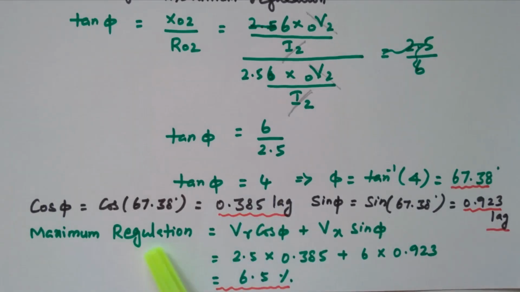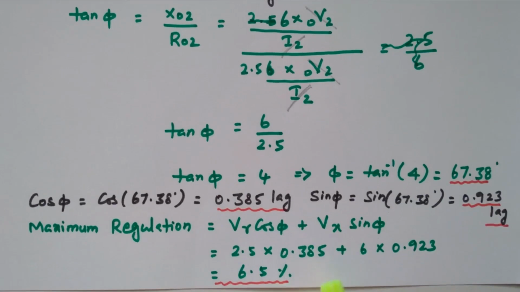Next we need to find the maximum regulation also. For that we need the sin phi value. So sin phi equals sin 67.38, that is nothing but 0.923. So this is the cos phi value, and this is the sin phi value. By using these two we can find the maximum regulation. The maximum regulation equals VR cos phi plus Vx sin phi. VR is already given, it is 2.5. Cos phi value is 0.385, that we calculated, and Vx is 6%. Then sin phi is 0.923.